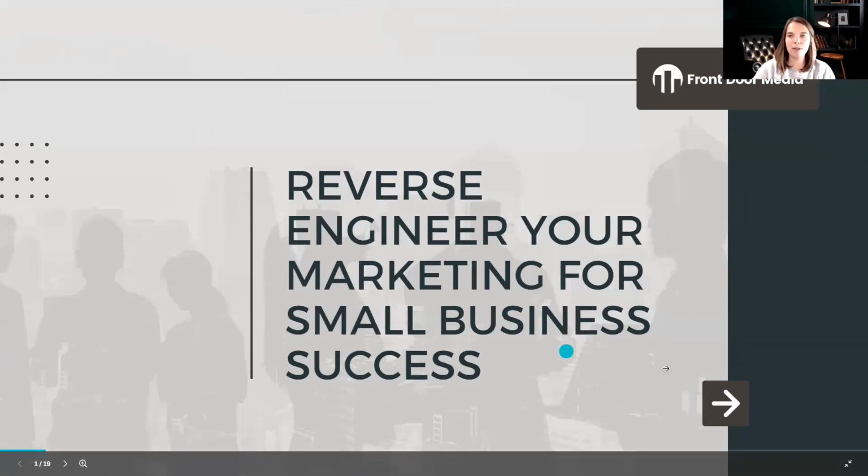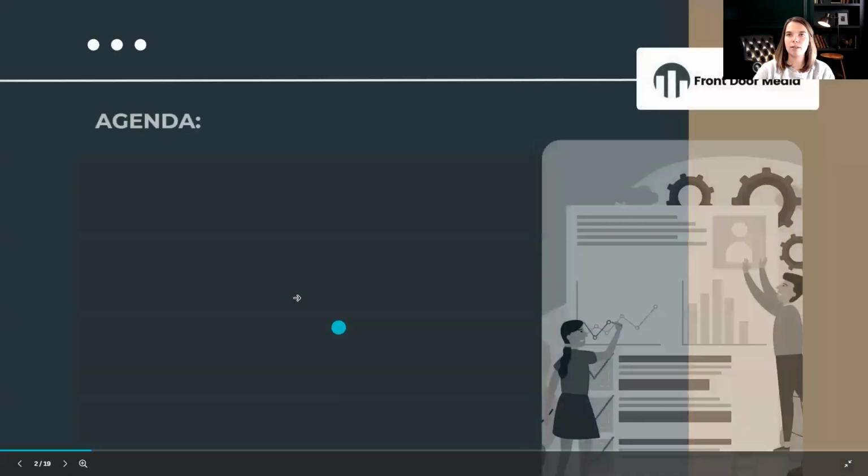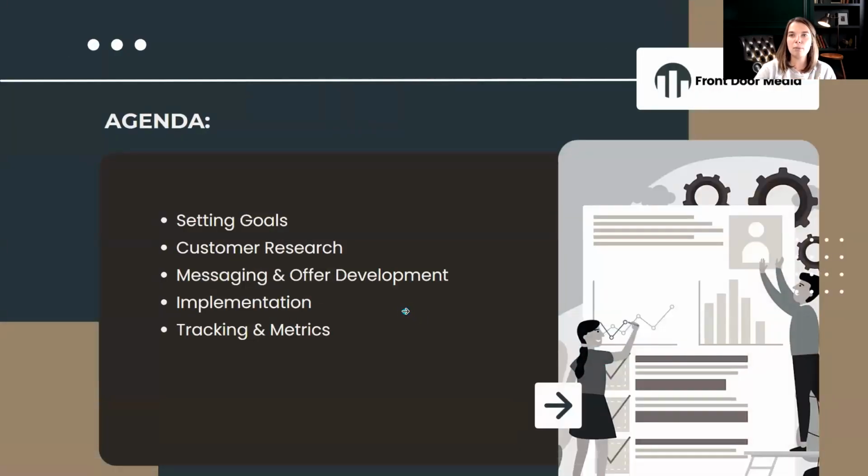So here is what we will get started with, our agenda today. We're going to talk a bit about setting goals, customer research, the process, and some good questions to ask when you are starting a business, starting an offer, how to develop the messaging and your core product or service offering and how to package that all together. We are going to touch briefly on implementation. We do not have time to talk about all of the different ways to implement the marketing. And then we're going to talk a little bit about tracking metrics and why it is so important.